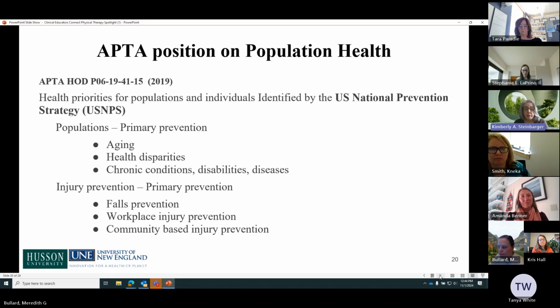There are a lot of areas that you can go for. You can do falls prevention. You can address healthcare disparities through advocacy. You could address aging and changes related to aging. You could pick a chronic condition that you like. I love to talk about rheumatic disease and how that affects a patient's lifestyle. You can go with workplace injury prevention, community-based injury prevention. There are a lot of possibilities here when you look at the APTA's position on population health.